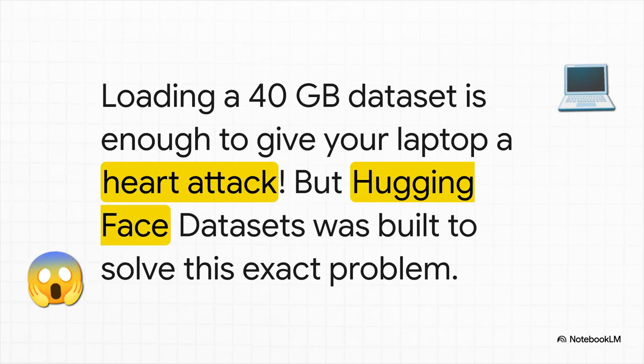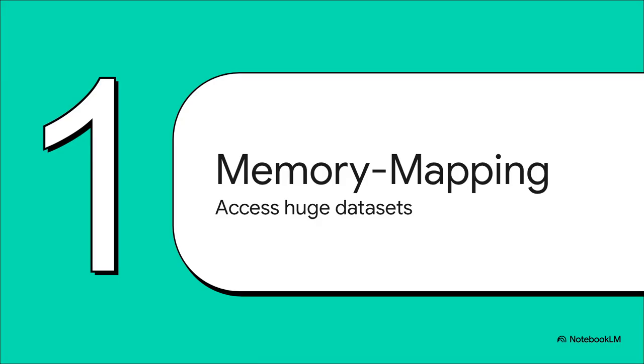But here's the really good news. A library called Hugging Face Datasets was literally built to solve this exact problem. It's designed to free you from these memory management nightmares for good. So, how in the world does it work? Well, the first secret weapon we've got is a technique called memory mapping. This is the absolute key that lets us unlock these enormous datasets without trying to cram them all into our computer's RAM. And the result? It really does feel like magic.